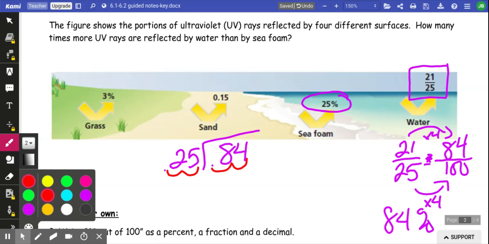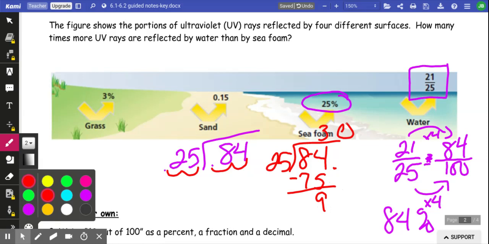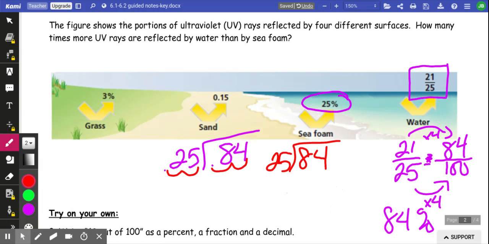So I would really get 84 and 25. Okay, so how many times can it go in here? So this is my decimal. It can go in 3 times, we get 75. We get 9 left over.